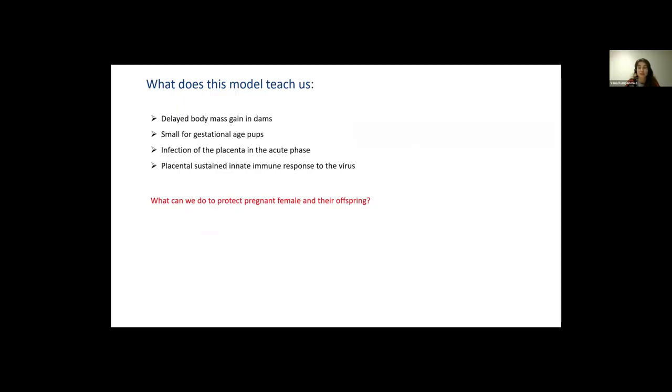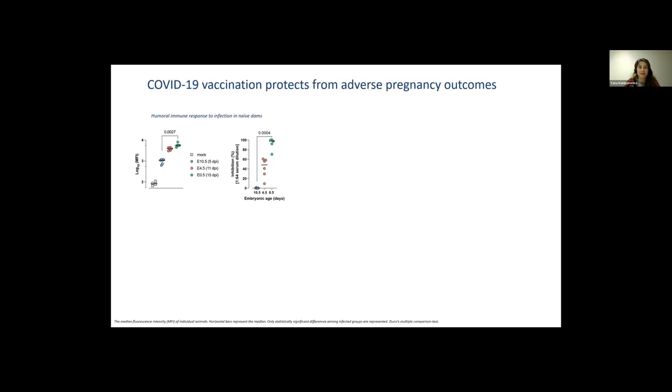We have infection still in the acute phase, meaning like 5 days after infection, but it clears. And placental sustained innate immune response, with or without virus. So what can we do to protect the pregnant female and their offspring? We checked what's happening with the humoral response to the infection without the vaccination.